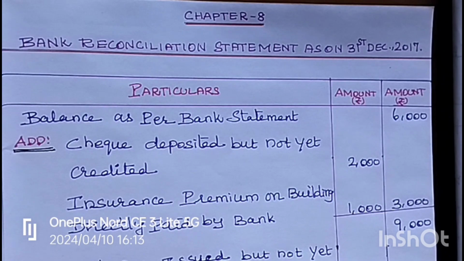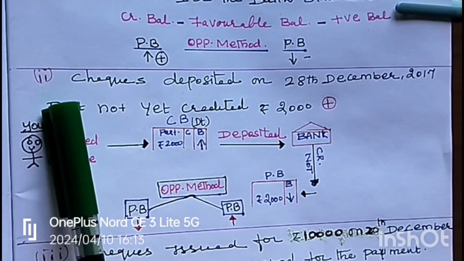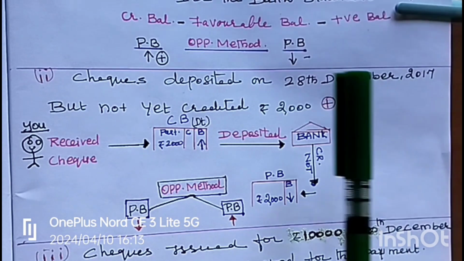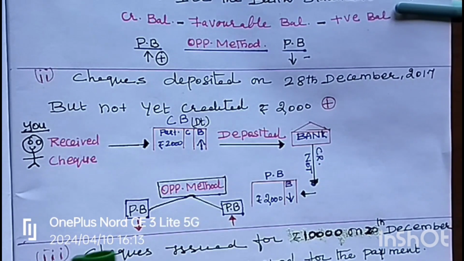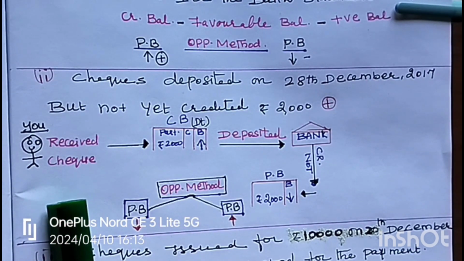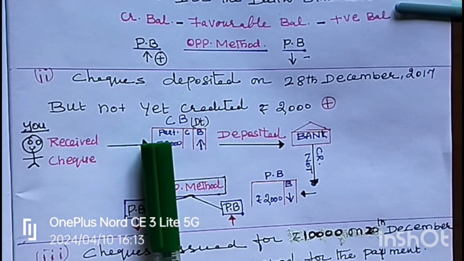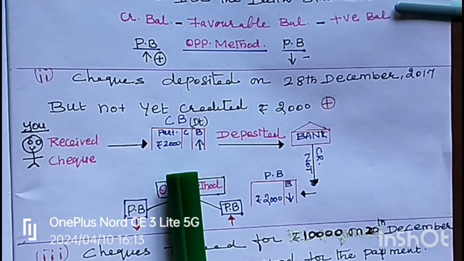Let's read the transaction one by one. The transaction is checks deposited on 28th December 2017 but not yet credited, rupees 2,000. Listen, when the check is received from the outside party, what do you do? Immediately it is recorded in your cash book, right? Which means your cash book will be increased by 2,000 rupees. Your cash book is to be debited, isn't it?